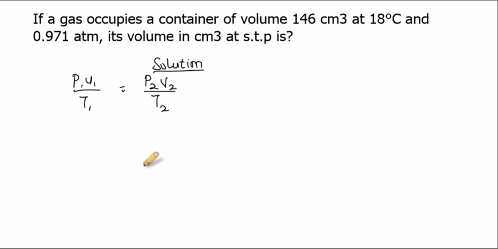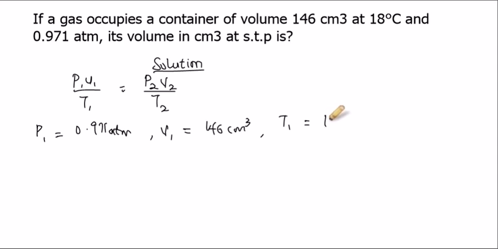Having written the formula, the next step is to write out the values for each of the variables present. When I say variable, I mean the letters P, V, and T. Let's start with P1, that is the initial pressure of the gas. So P1 equals 0.971 atmosphere. Then V1, the initial volume of the gas, is 146 cm3. Then T1, the initial temperature of the gas, is 18 degrees Celsius. We'll be converting this to Kelvin by adding 273, which is equivalent to 291 K. That's for the initial values.